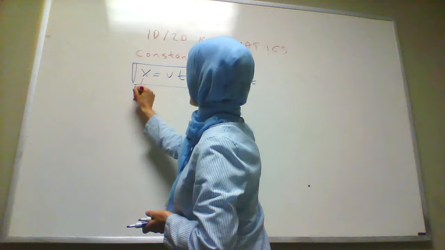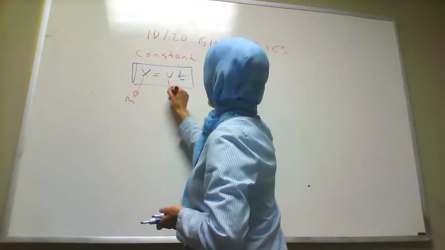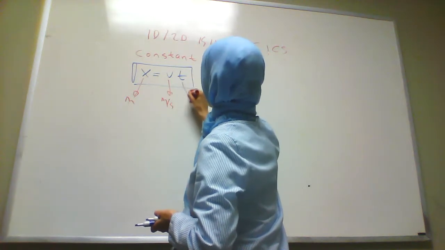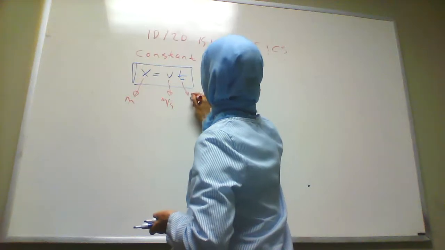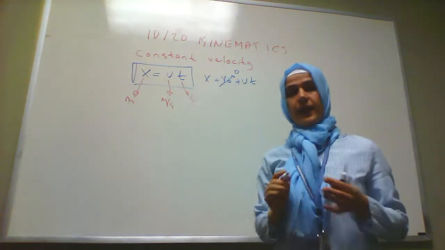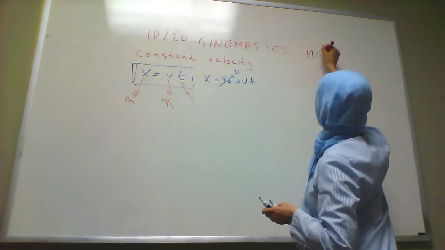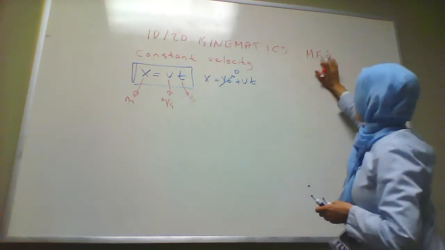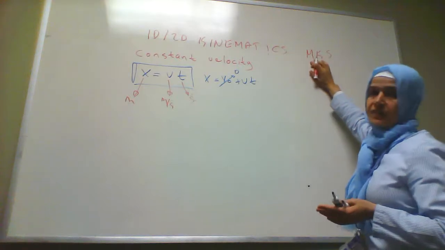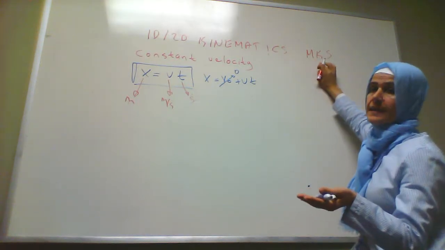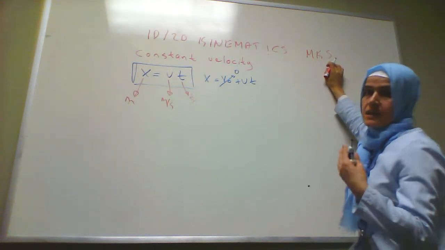And the units here: x is in meters, velocity in meters per second, and time in seconds. Generally, as we talked about in the beginning, in the math review part, we said we will be using MKS units, meaning meter, kilogram, and second. So meter for distance, kilogram for mass, and second for time.